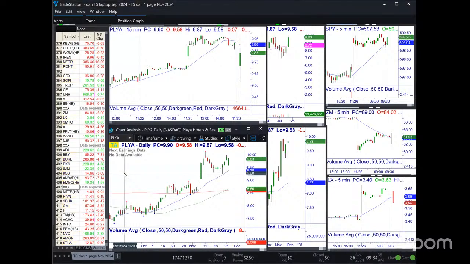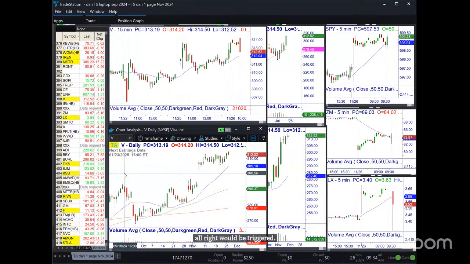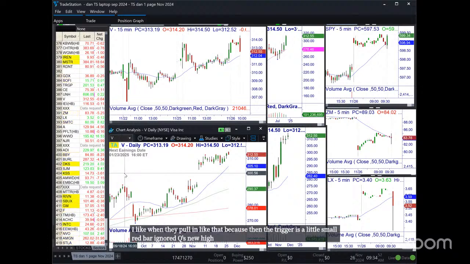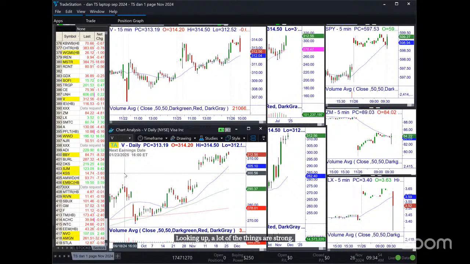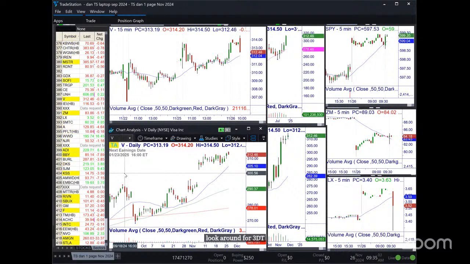Weird. All right, V triggered. I'll set a new alarm, 314. I like when they pull in like that because then the trigger is a little small red bar ignored. Q's new high, looking up. A lot of the things are strong. In fact, they're all strong except Tesla. 15-minute charts are all bullish. You can look around for 3 DTE put spreads if you want. If there's any pattern there, I'm still trying to catch up.